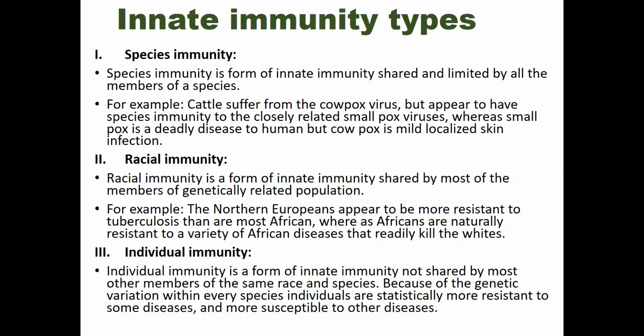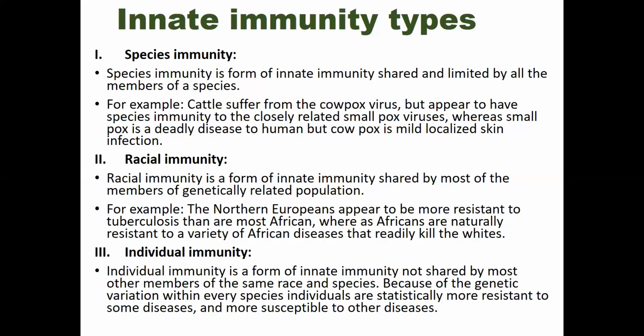Okay, and the third type of innate immunity is the individual immunity. Actually this type of immunity varies from person to person. Individual immunity is a form of innate immunity which is not shared by most of the other members of the same race or species. Because of the genetic variations within every species, individuals are statistically more resistant to some diseases and more susceptible to other diseases.